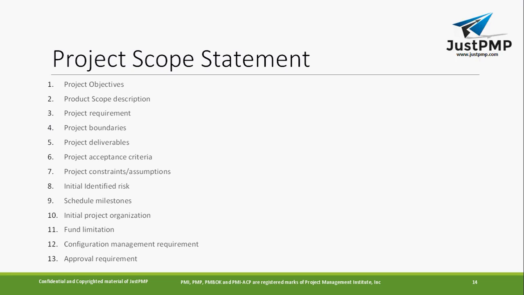It should perform like this: when I call somebody, the call should go through, I can receive text messages, and I can browse the internet. So these are the acceptance criteria. Okay, project constraints and assumptions.